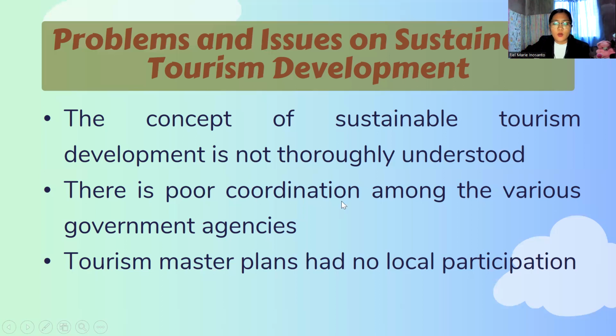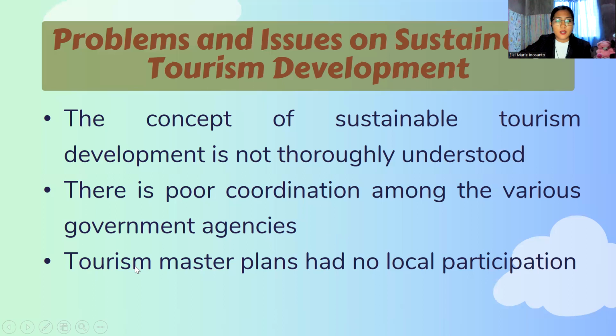Then, there is poor coordination among the various government agencies. Due to poor coordination and communication among the government agencies, it creates conflict and discrepancies that lead to unsustainable practices, for example, in the implementation of the policy.